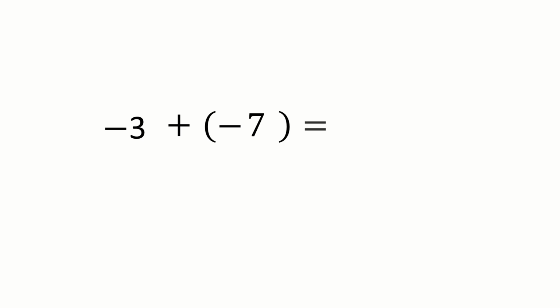Step 1, simplify the operator. Positive times negative is negative. Take the operator back to the problem. Should we add or should we subtract? Negative times negative is positive, so we should add. 3 plus 7 equals 10. Now, which number is bigger, 3 or 7? It's 7. What operator is in front of 7? A negative number. So our final answer would be a negative. It would be negative 10.